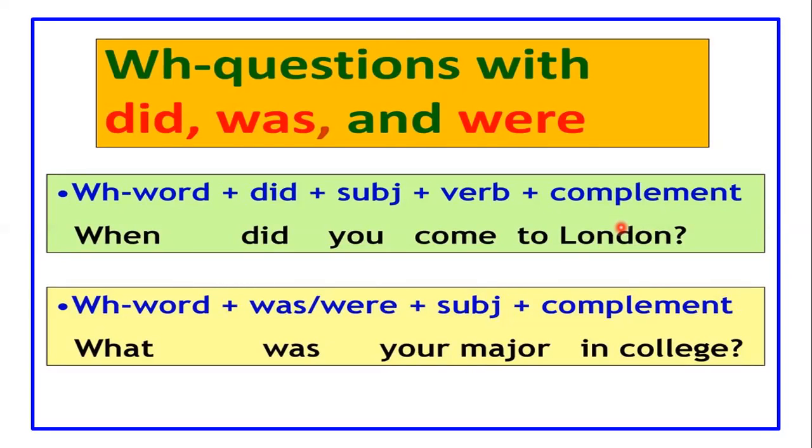No. No. En todo caso, usted puede decir, when were you in London? ¿Cuándo estuviste en Londres? When were you in London? Y es correcto. Pero no puedo decir, como usted me lo está planteando, when did you... No, when were you came? Porque pensaba el verbo en pasado. No, porque ya usted está utilizando were. ¿Sí? Solamente es, when were you in London? ¿Cuándo estuviste en London?